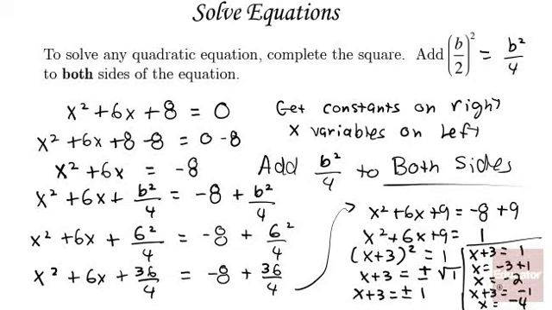To solve a quadratic equation when you don't already have a perfect square trinomial involved, get the constants on the right and the variables on the left. Then complete the square by adding b squared over 4 to both sides. Once you've done that, you've got a perfect square here on the left. Turn this into this form, and then take the square root of both sides to get your solutions.